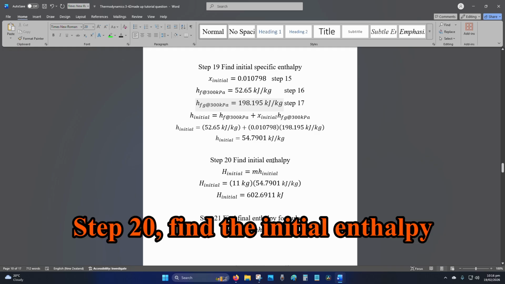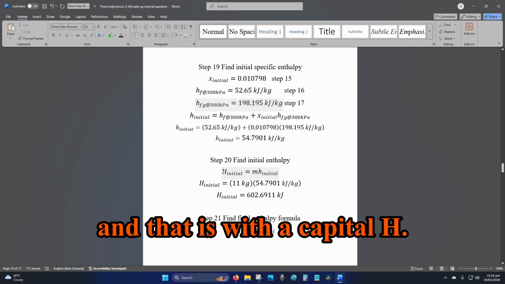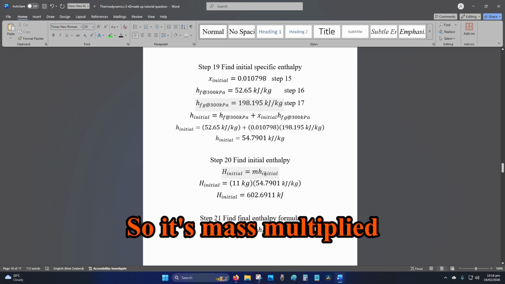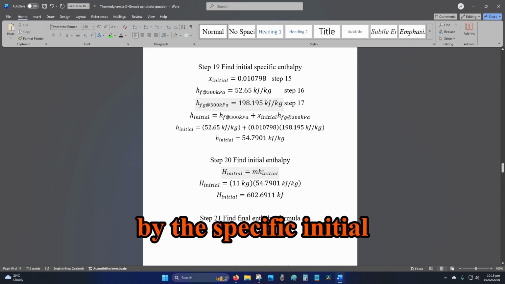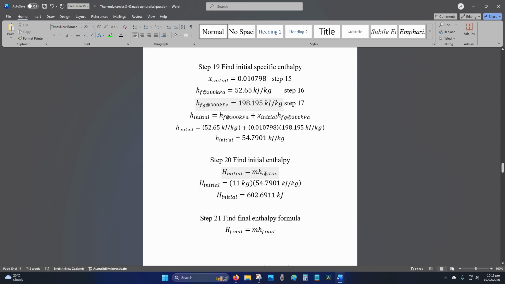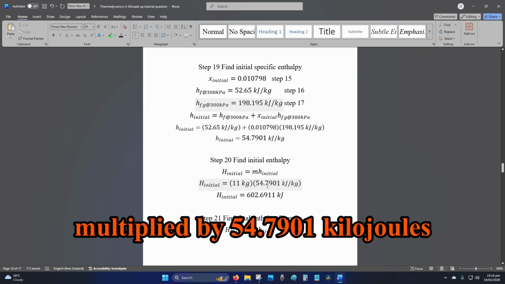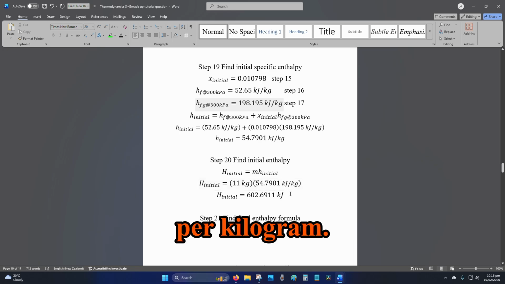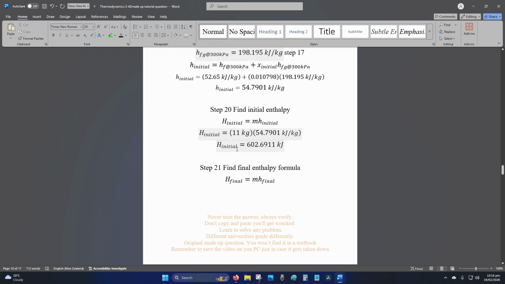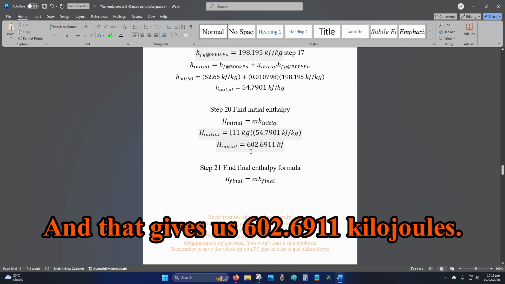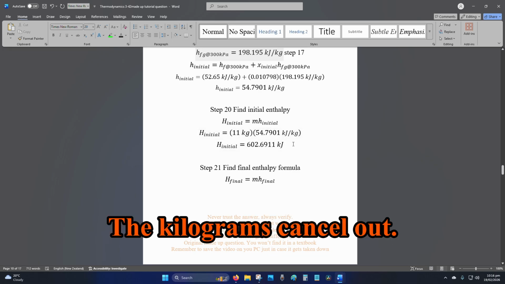Step 20, find the initial enthalpy, and that is with a capital H. So it's mass multiplied by the specific initial enthalpy. So 11 kilograms multiplied by 54.7901 kilojoules per kilogram. And that gives us 602.6911 kilojoules. The kilograms cancel out.